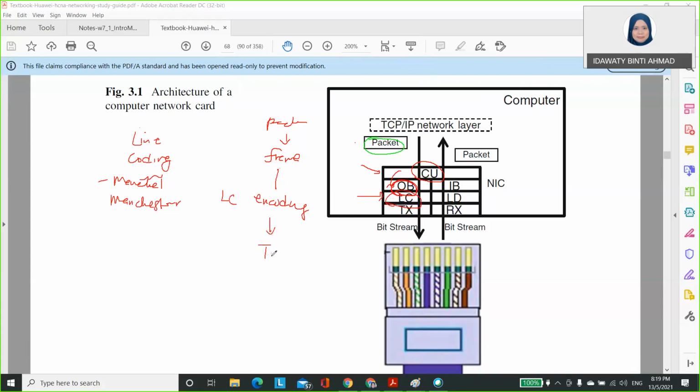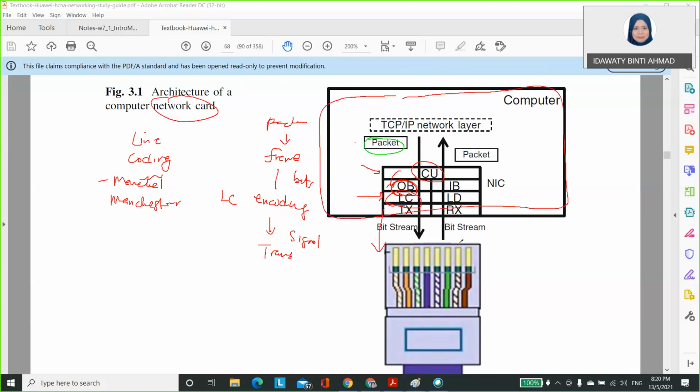Okay, UTX transmit. So now it becomes a signal. Okay, the frame here is bits. You do the encoding and you do the clocking, synchronize the clocking, then generate a signal and it will be transmitted from the network card. This is the structure of a network card.